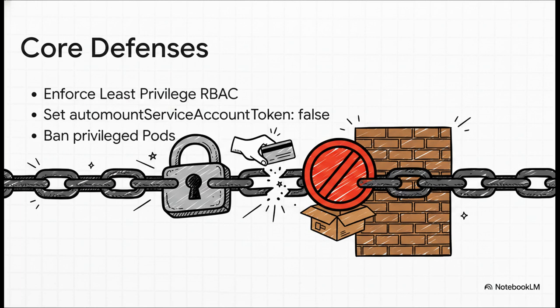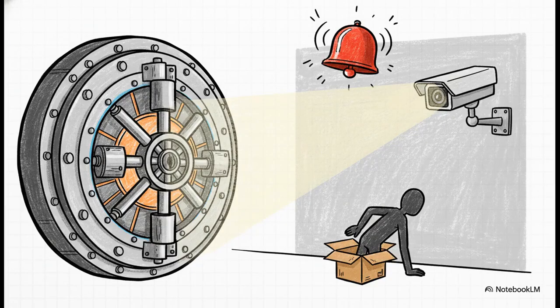Second, flip one simple switch in your config. Set auto-mount service account token to false so that master key card isn't just left sitting on the desk. Third, use pod security standards to strictly ban privileged containers. And fourth, lock down your internal traffic with strict network policies so pods can't just talk to whatever they want. Now, for a truly hardened environment, you need advanced defenses. Never store plain passwords in standard Kubernetes secrets. Integrate a dedicated secret management tool like HashiCorp Vault instead.